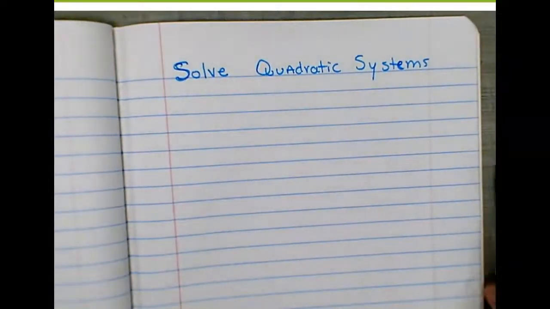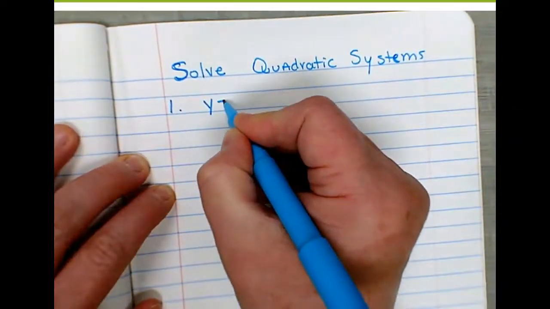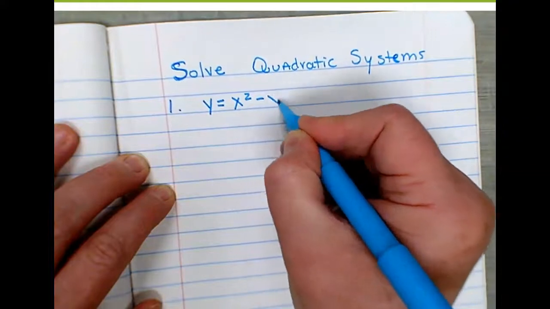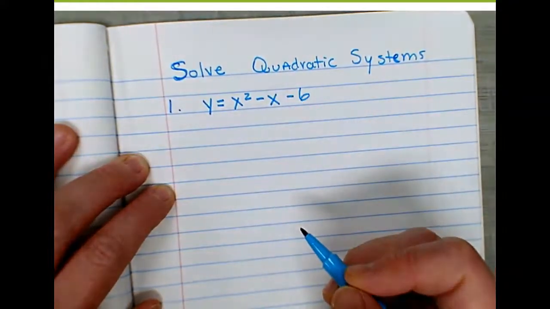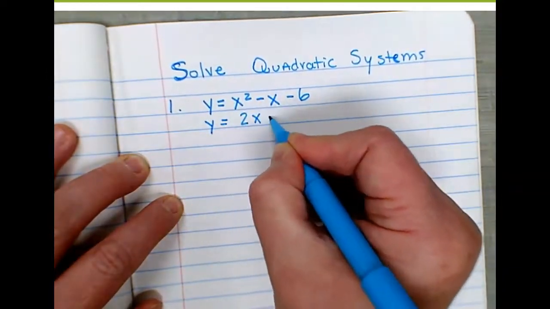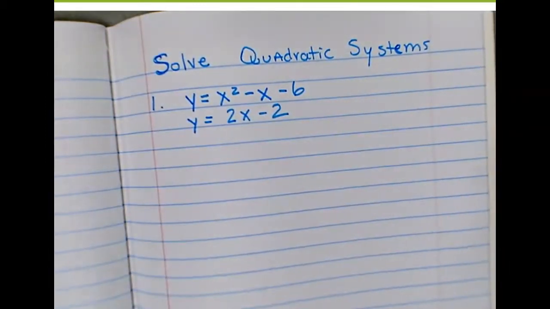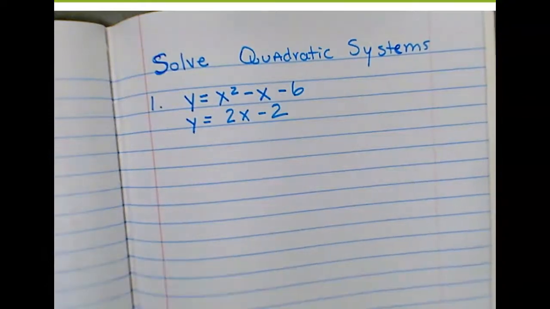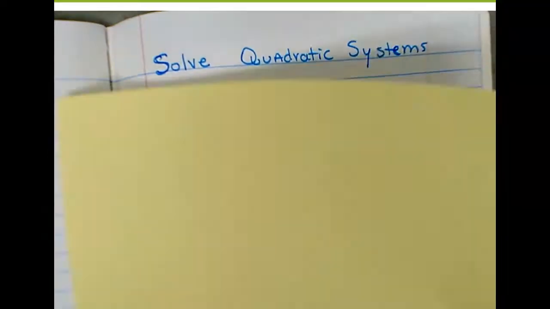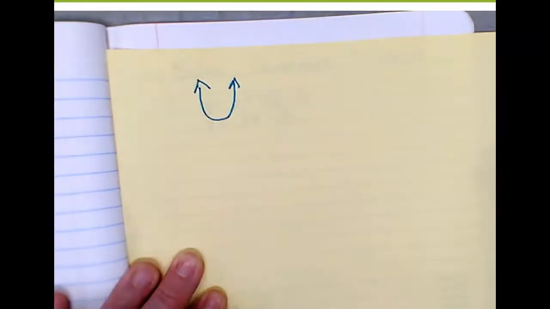Okay, what makes this a system is I am going to have more than one equation. This is a quadratic equation. This is a linear equation. And when you're solving a system, you are looking for the intersection point where these two, in this case curve and line, cross. Now, do we remember that if we graph a quadratic, it makes a parabola?